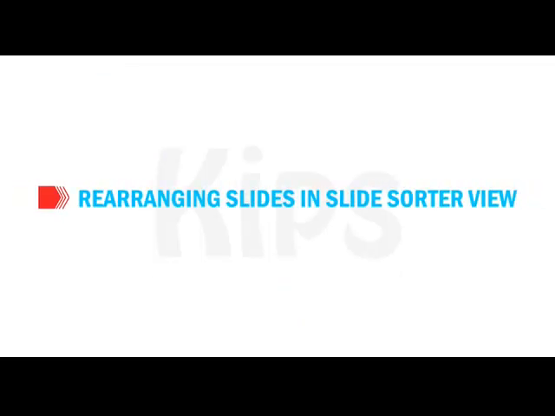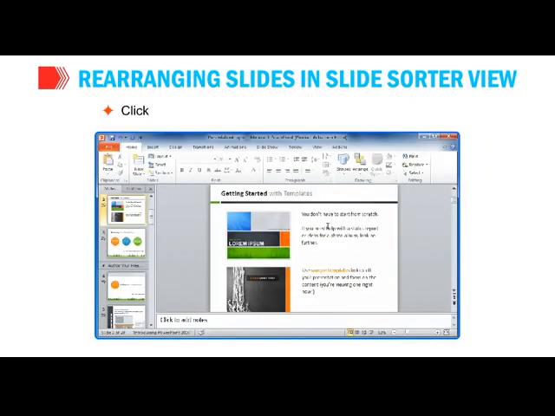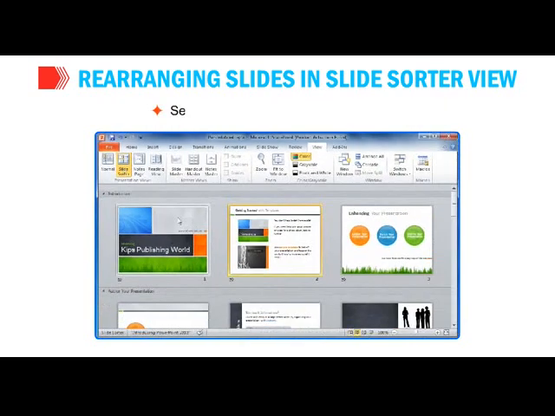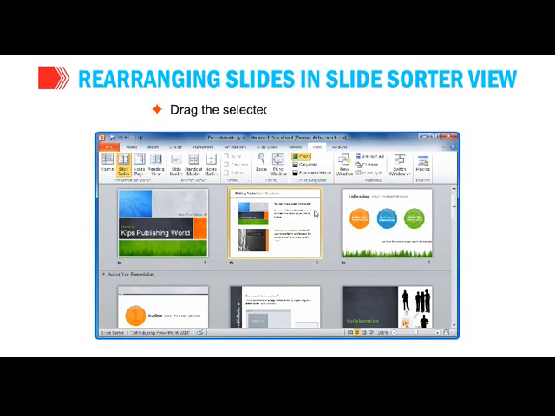Now let us understand rearranging slide in Slide Sorter view. Click on the Slide Sorter View button on the View tab. Select the slide that you want to move. Drag the selected slide to a new location. A vertical bar appears next to the slide where the slide is moved.